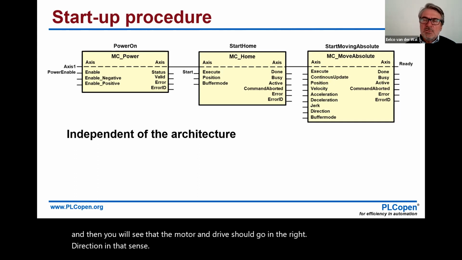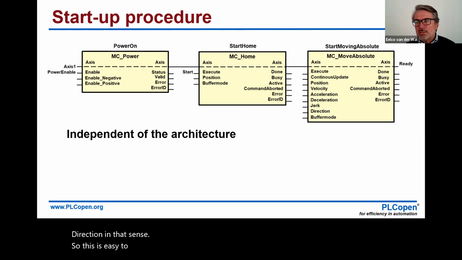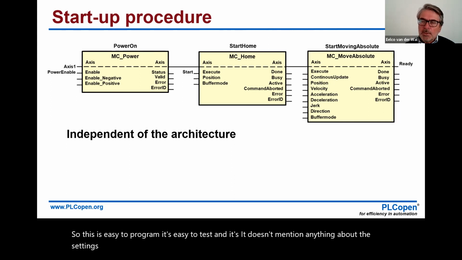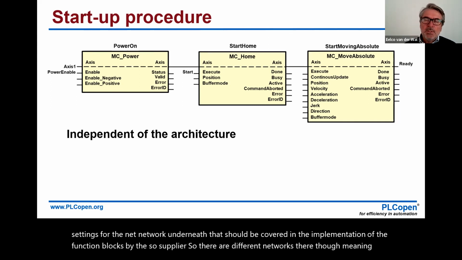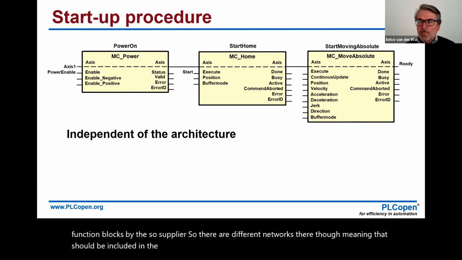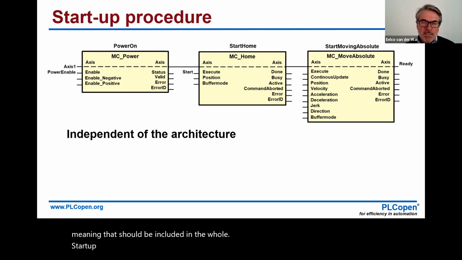So this is easy to program, it's easy to test, and it doesn't mention anything about the settings for the network underneath that should be covered in the implementation of the function blocks by the supplier. So if there are different networks there, meaning that should be included in the whole startup procedure automatically. That's our philosophy there.